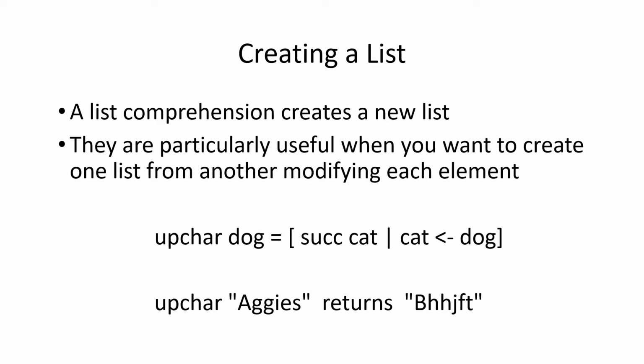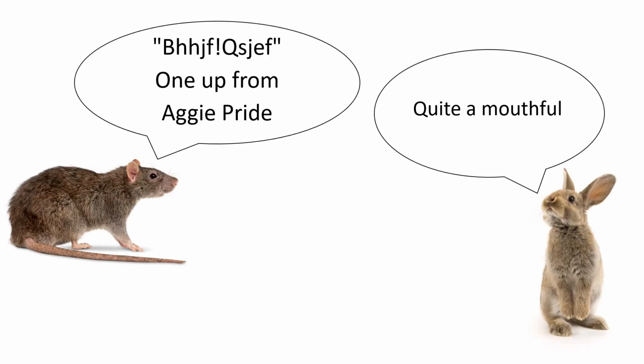Here we're using the successor function for a character. Successor gives you the next character. So the successor of A is B, the successor of X is Y, and so forth. So we take the successor of cat for all cats in the list, dog. And here's an example. If we upchar Aggie Pride, we get that. That's quite a mouthful.